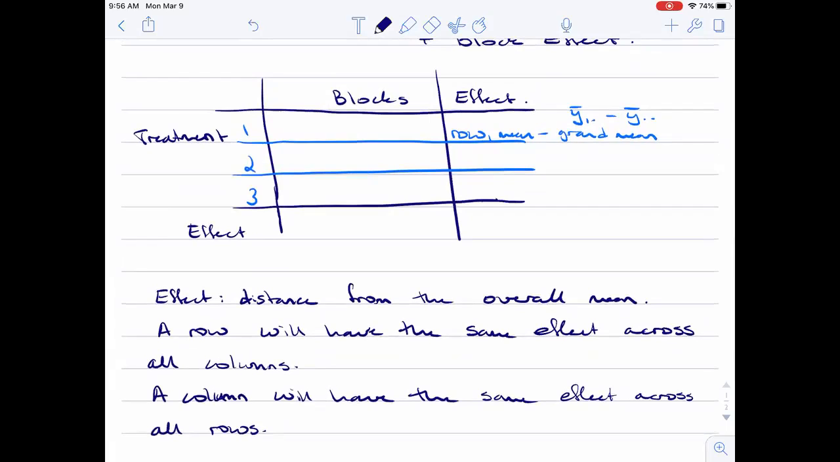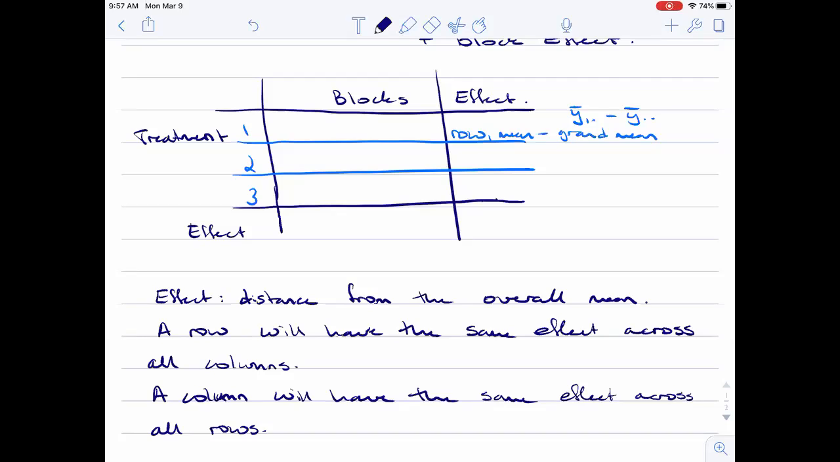So what happens is, okay, you've got your grand mean, and then you add or subtract your treatment effect for each row, right, and you add or subtract your block effect for each column. And so each individual value, let's say you've got 3 blocks, each individual value would be different.